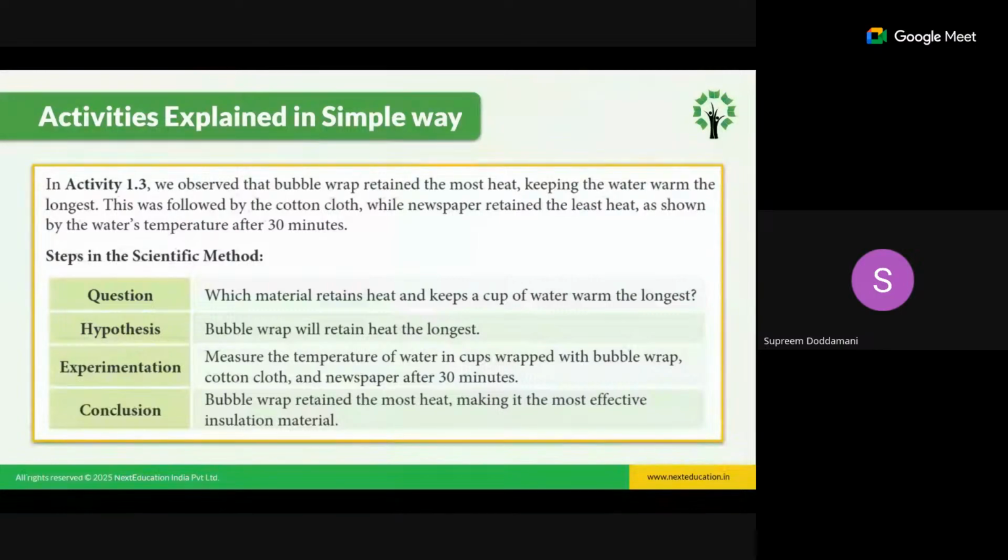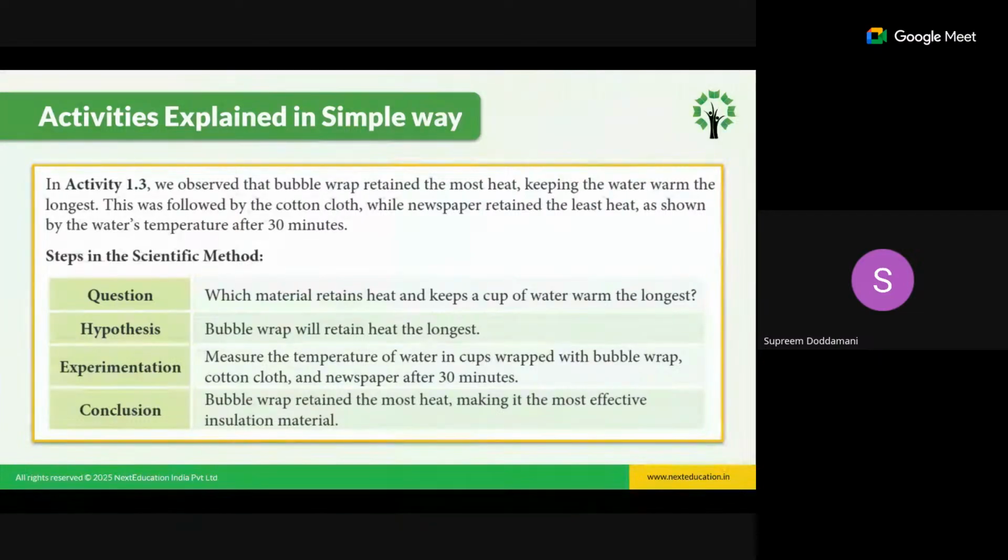So when the child sees this, he will exactly understand that, okay, activity means when we do some experiment, so this is what we are supposed to have. That is, questioning will be there, hypothesis will be there, experimentation, what we have done, and last, the conclusion we are supposed to write. So this way, we have explained the activities related to experiments in a very simple way.